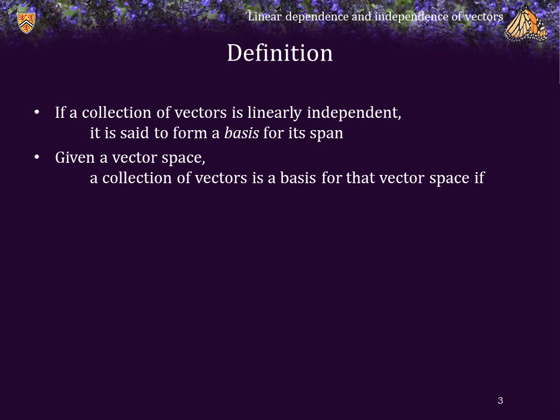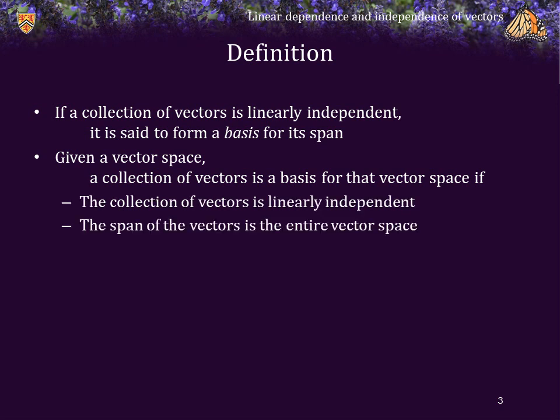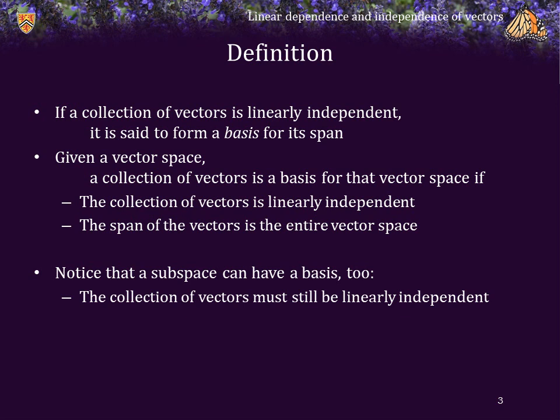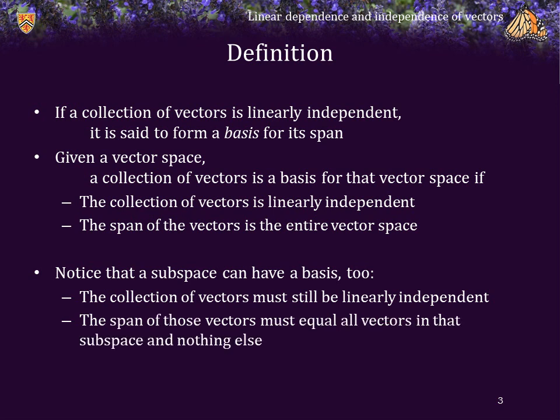So, given a vector space, a collection of vectors is a basis for that vector space if, first, the collection of vectors is linearly independent, and second, the span of those vectors is the entire vector space. Notice that a subspace can also have a basis as well. First of all, the collection of the vectors must still be linearly independent. However, the span of those vectors must simply be equal to all vectors in that subspace and nothing else.